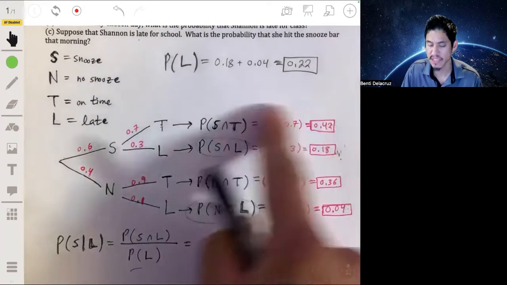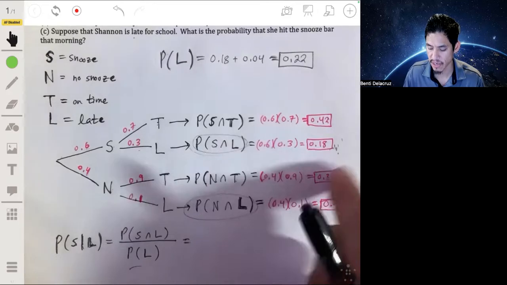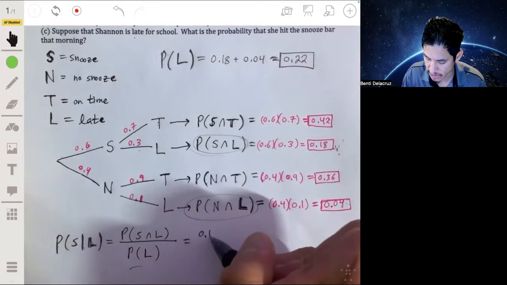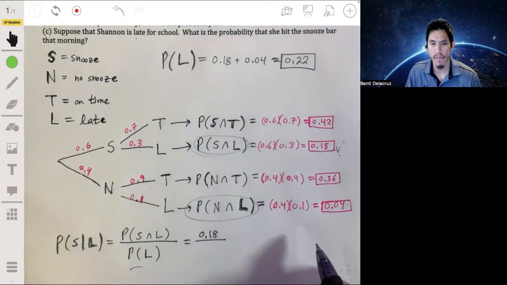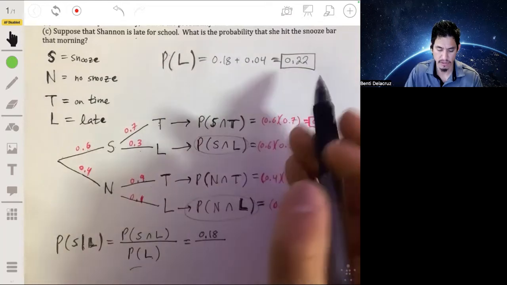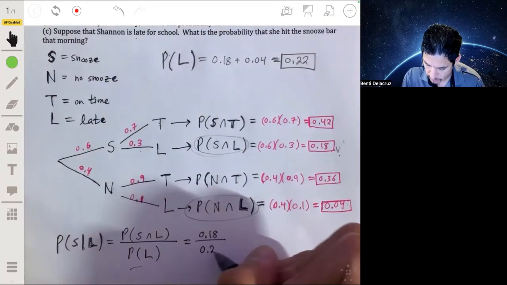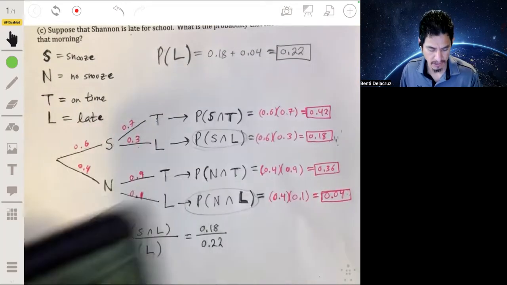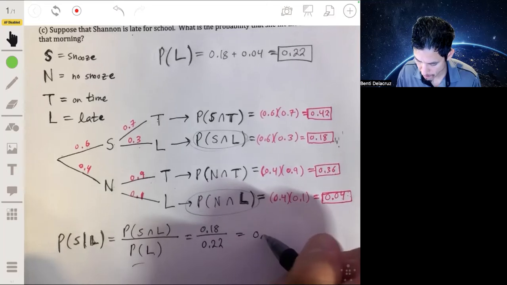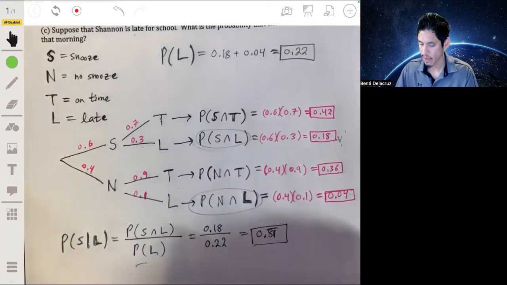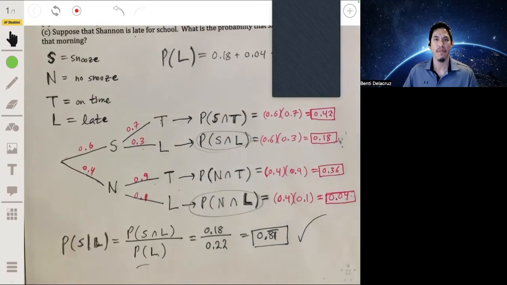And so now that we made this whole diagram, we can find our values on here. The probability of S and L, which is 0.18, divided by the probability of L, which we found already to be 0.22. We get like 0.8 or something. Yeah, we get 0.81 repeating. And there you have it.